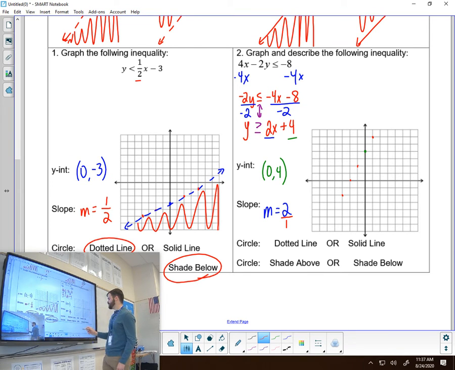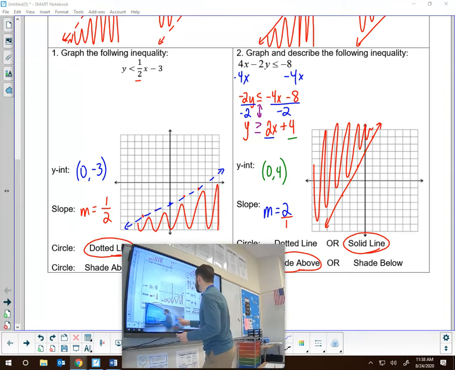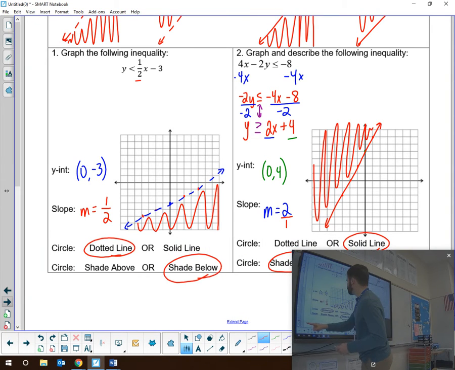And we're going to have a dotted line or a solid line. We're going to have a solid line because it is also equal to. Next, am I going to shade above or below? Yeah, we're going to shade above because it is greater than, because when we flip the sign, it made it greater than. So we're going to have a solid line, and we're going to shade everything above. All right? That's pretty much the basics for our inequalities. Let's go ahead and go over to our next page.